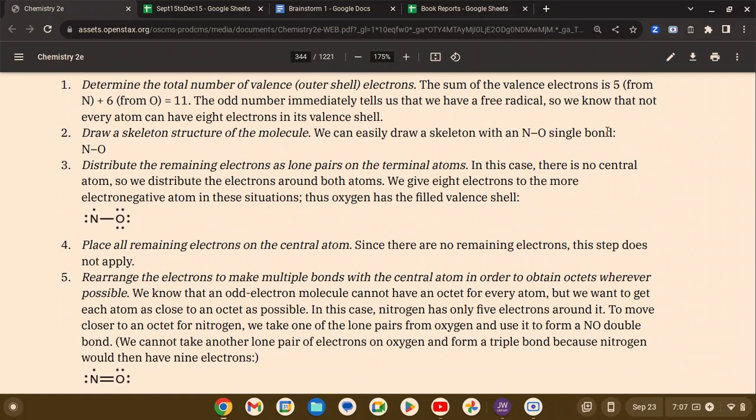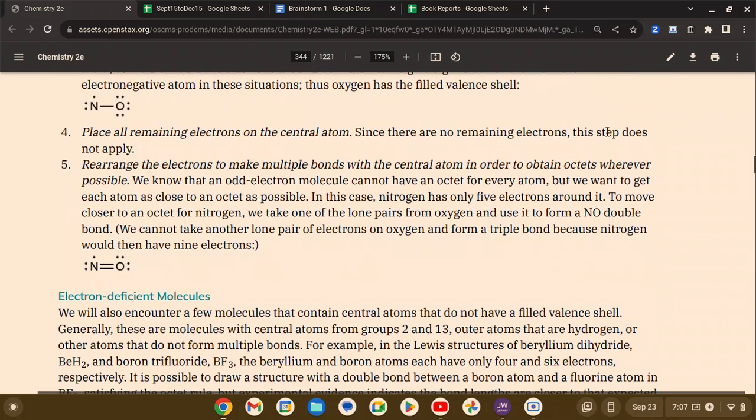3. Distribute the remaining electrons as lone pairs on the terminal atoms. In this case, there's no central atom, so we distribute the electrons around both atoms. We give 8 electrons to the more electronegative atom in these situations. Thus, oxygen has a filled valence shell. 4. Place all remaining electrons on the central atom. Since there are no remaining electrons, the step does not apply.